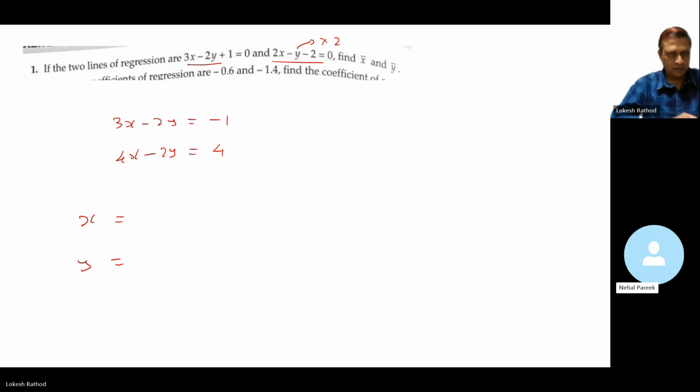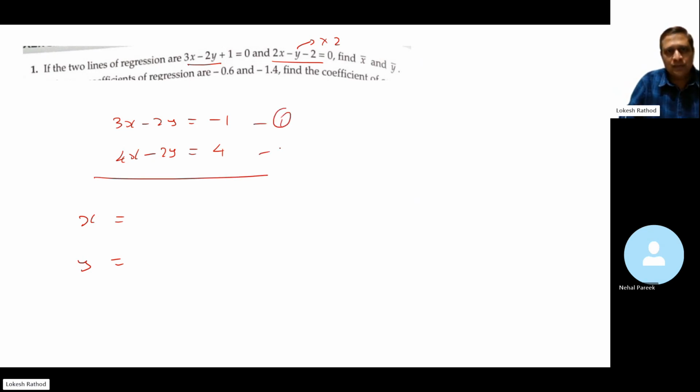X is equal to 3 and y is equal to 4. Okay, let me check. Say there's equation 1, there's equation 2. If I do 2 minus 1, minus 1, so 4x minus 3x, x is equal to minus 2y minus minus 2y. This is gone. We have 4 minus minus 1.